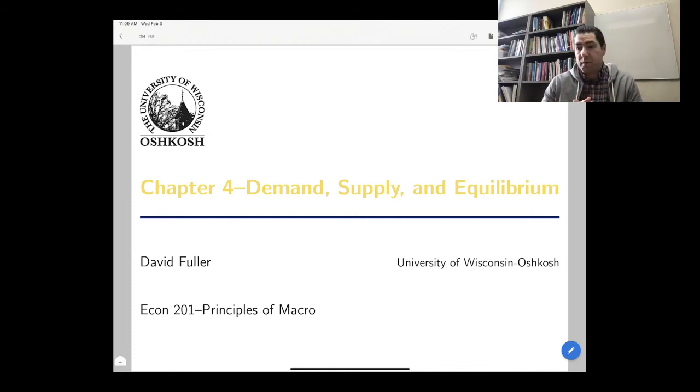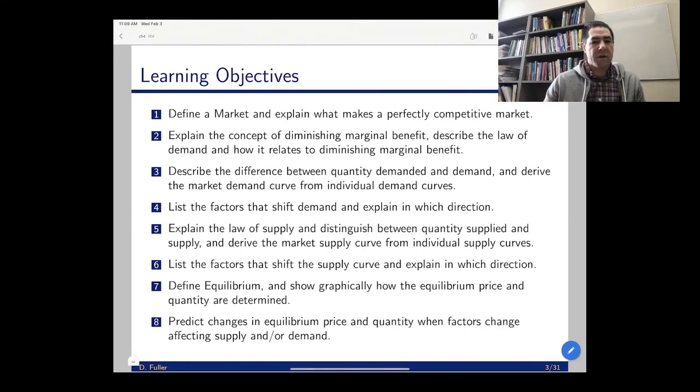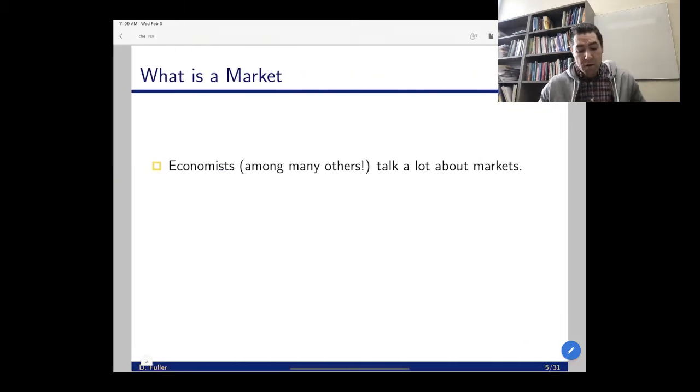And so our goal in this chapter is to understand why that is true and how these markets work. And in some cases, how we can mess that up and make them not work as well. So we've got our usual learning objectives here. Our very first learning objective is to understand what we mean by a market and the particular version we're going to study, which is called perfect competition.